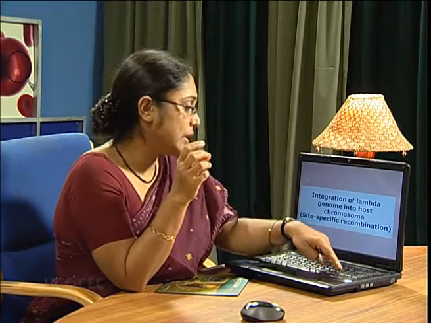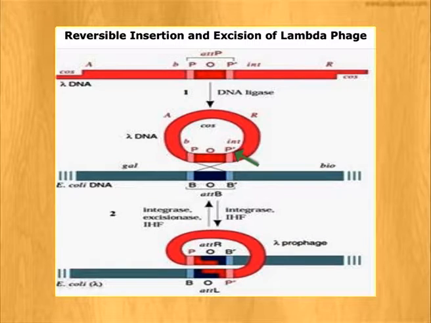Now, the lambda genome integration into the host chromosome occurs by a recombination process called site-specific recombination. It is called site-specific because the lambda genome integrates at a very specific site present on the E. coli chromosome between the gal and bio operon. The site is also specific in the lambda genome. It is called the attachment P site, attachment P site on the lambda genome and attachment B site on the E. coli genome, and integration occurs by an enzyme called integrase.